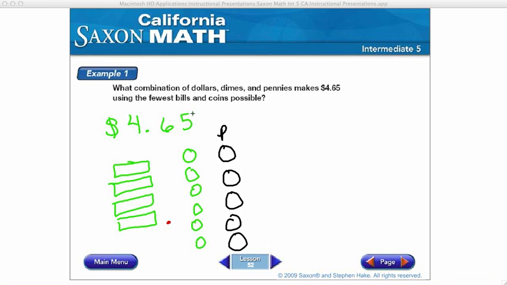Oftentimes you will hear me refer to these two places as the dimes place and the pennies place. Their real names are the tenths and the hundredths, but sometimes it helps to think about it in terms of money. All right, let's go into example 2.